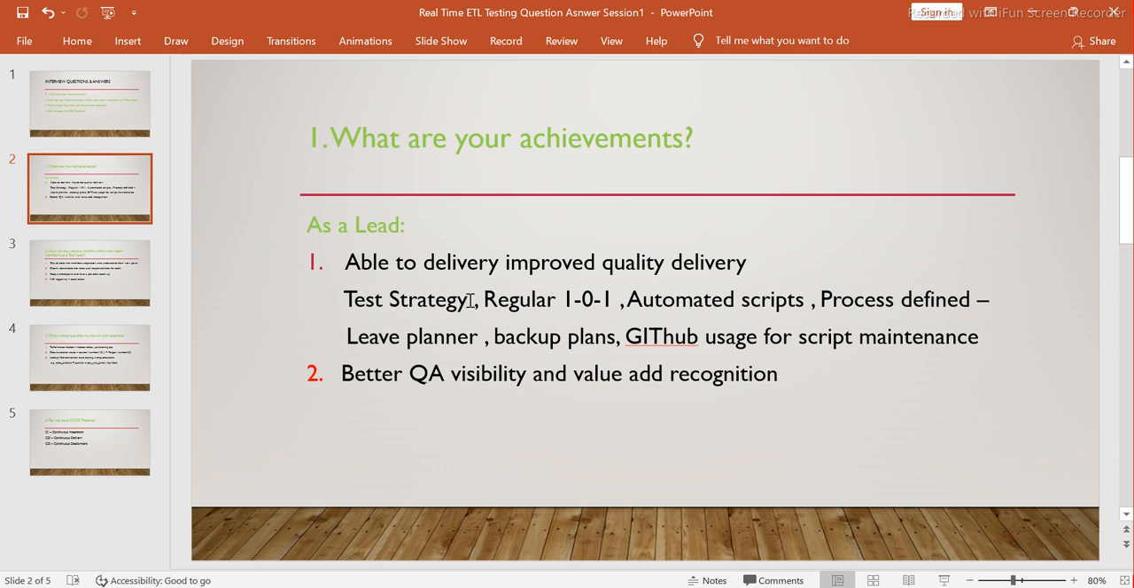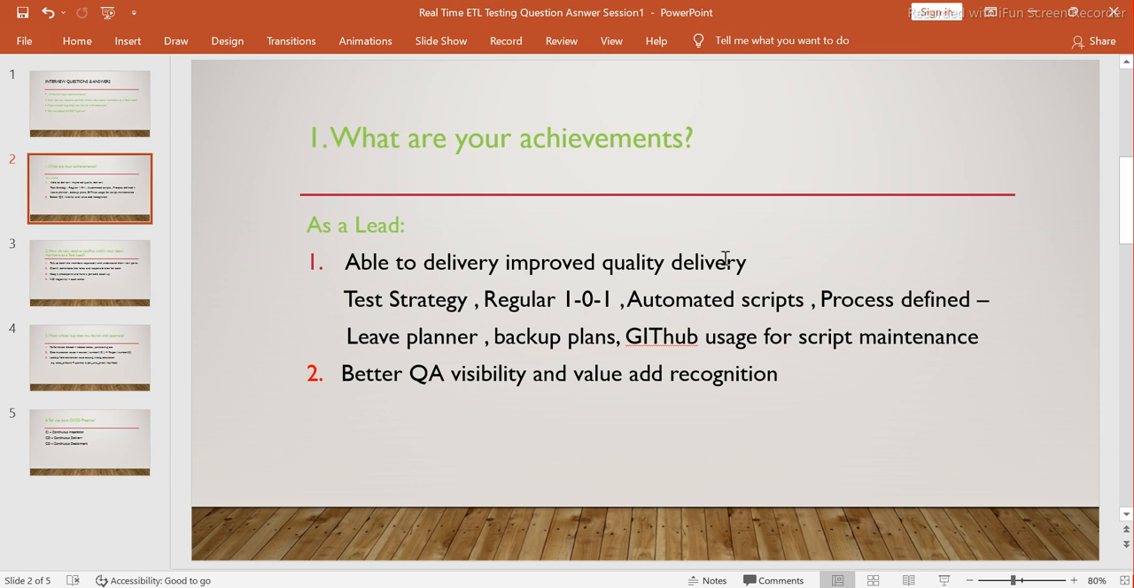I worked on that document, reviewed it, and finally got it approved. Now it is being followed, and it is really giving good productivity because team members are very clear on what exactly they have to do, just by following the test strategy.